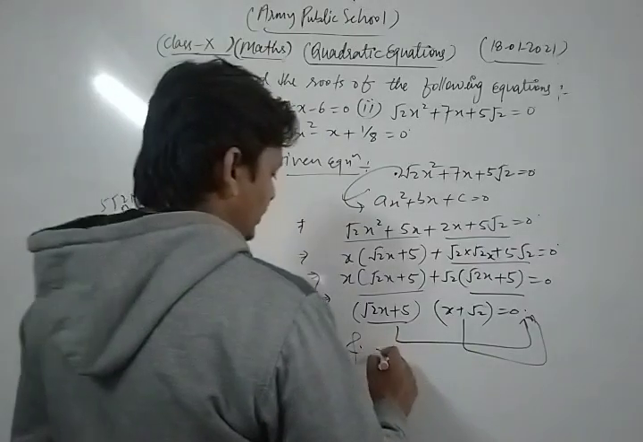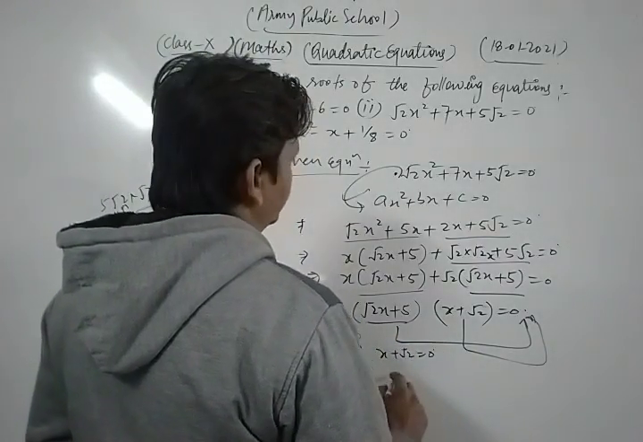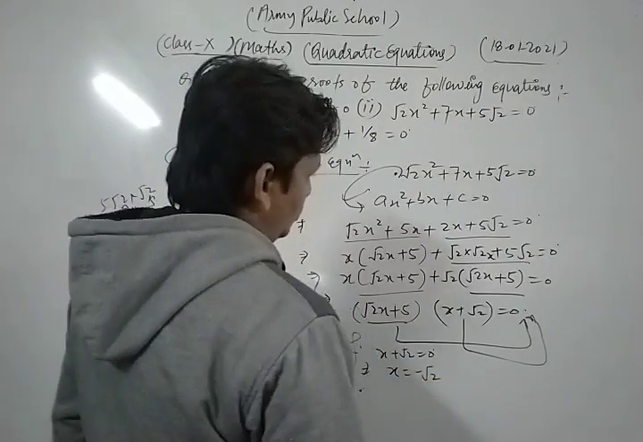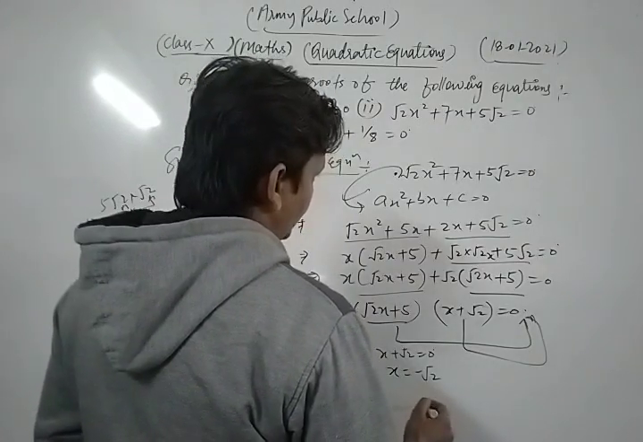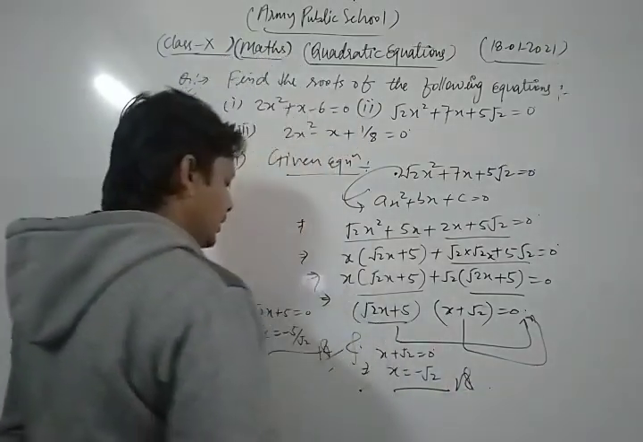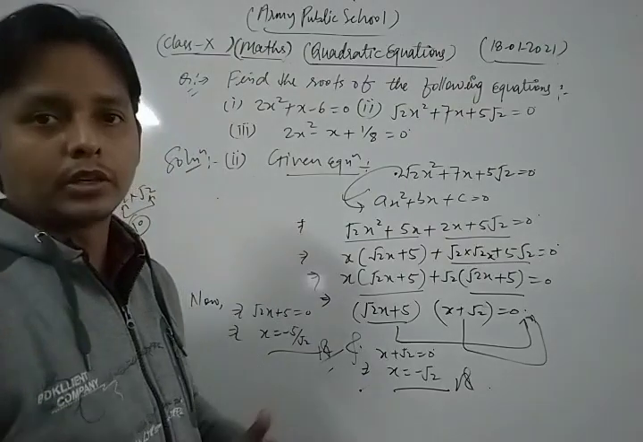And when we take x plus root 2 is equal to 0, then the value of x is what? Minus under root 2. Okay, so this is the other answer. In this way we find the two roots of the given quadratic equation.